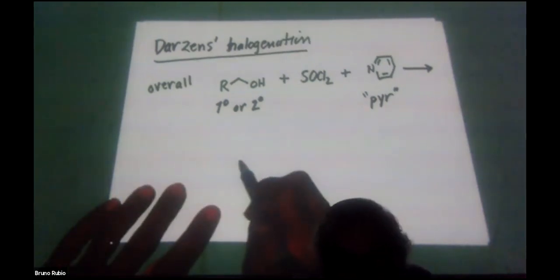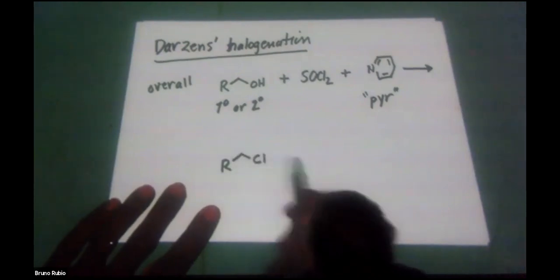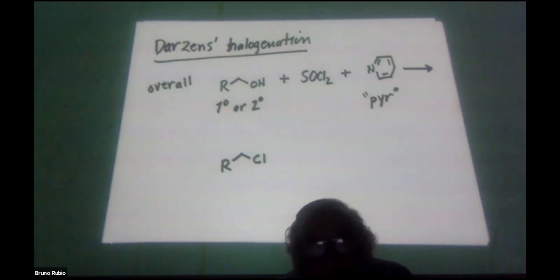The product: we convert that primary or secondary alcohol to a primary or secondary chloride. And chloride is a pretty good leaving group, right? Now we can do stuff when the Cl is on there.